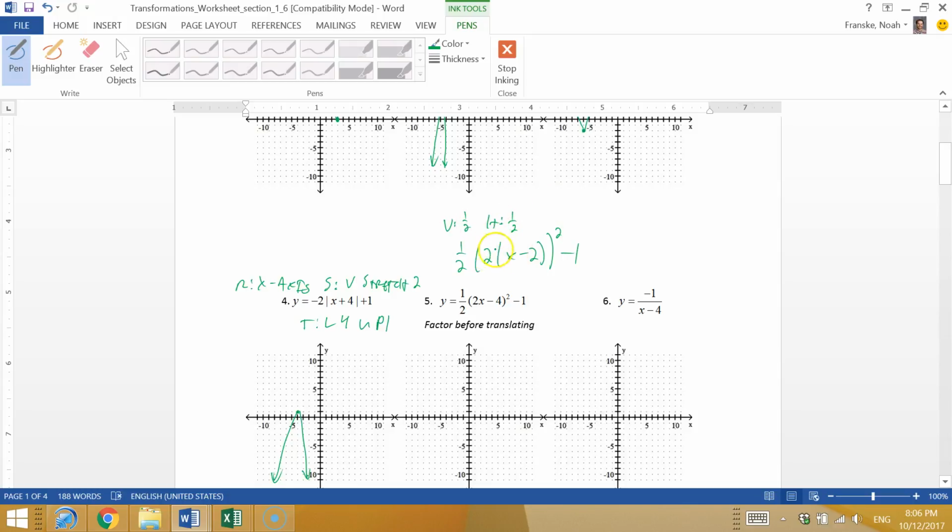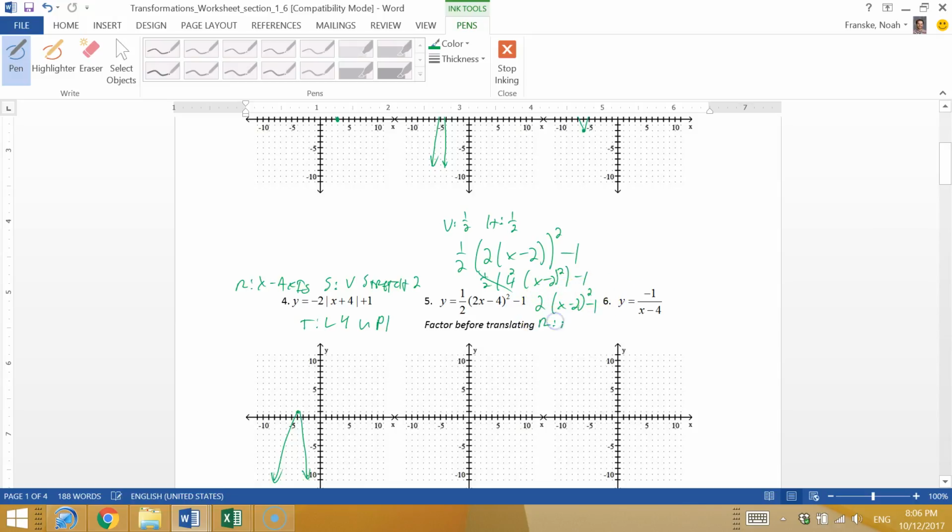But what I'm going to do is I'm going to square that 2 and bring it out. So if I square that 2, I have 1/2 times 4 times x minus 2 squared. 1/2 times 4 cancels out to a 2. So it's 2 parentheses, x minus 2 squared, minus 1. So that's the formula I'm going to use. I'm going to erase some of this. Well, I can leave it there. So 2 parentheses x minus 2 squared minus 1.